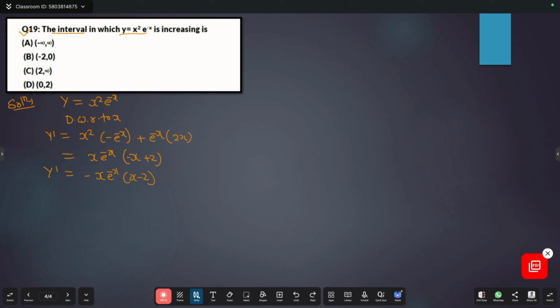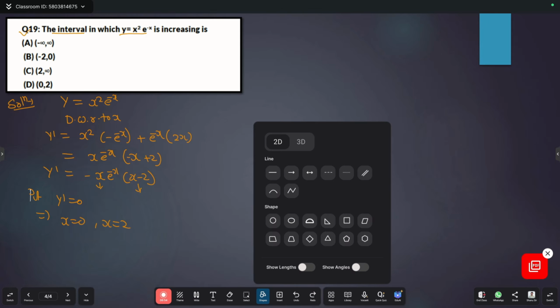This is y', and we want to find the interval of increasing. Interval of increasing means f' should be greater than 0, f' or y', whatever. So do one thing, put y' = 0. If y' = 0, then this factor will give you x value 0 and this factor x value 2, and e^(−x) cannot be 0. e^(−x) is always positive. So from here we got two critical points. Arrange these points on the number line.